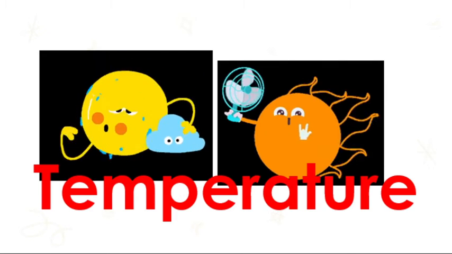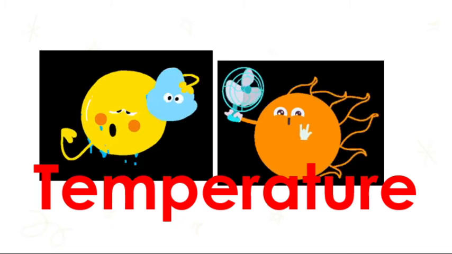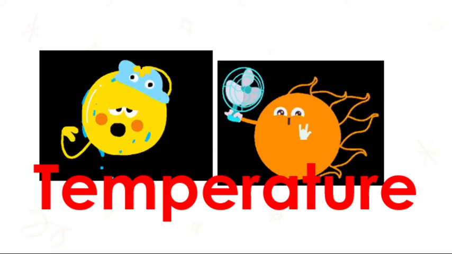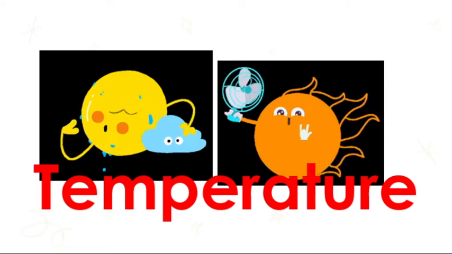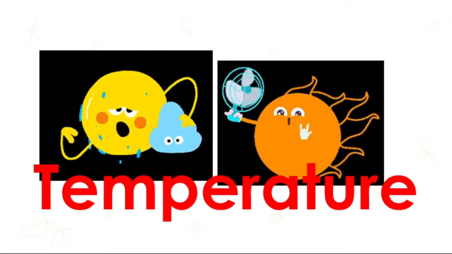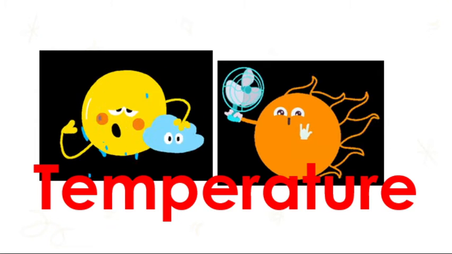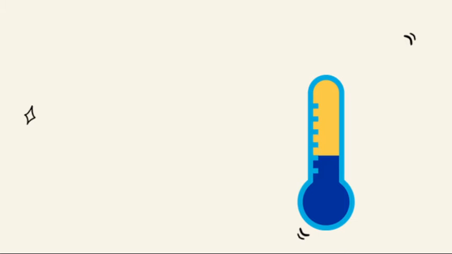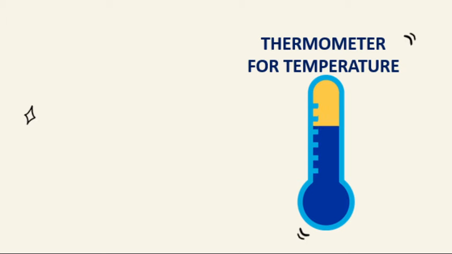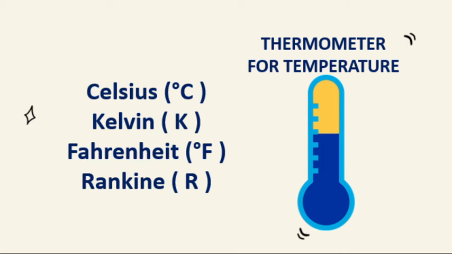Temperature is the measure of hotness and coldness of an object. Temperature is measured in degrees and describes the average kinetic energy of molecules within a material or system. We use a thermometer to measure temperature and it is measured in Celsius, Kelvin, Fahrenheit, or Rankine. It is a measurable physical property of an object, also known as a state variable.